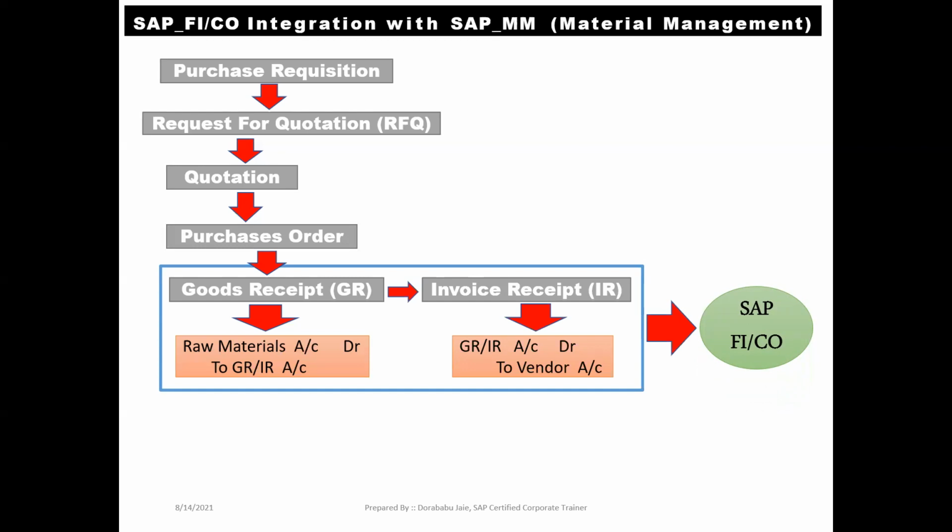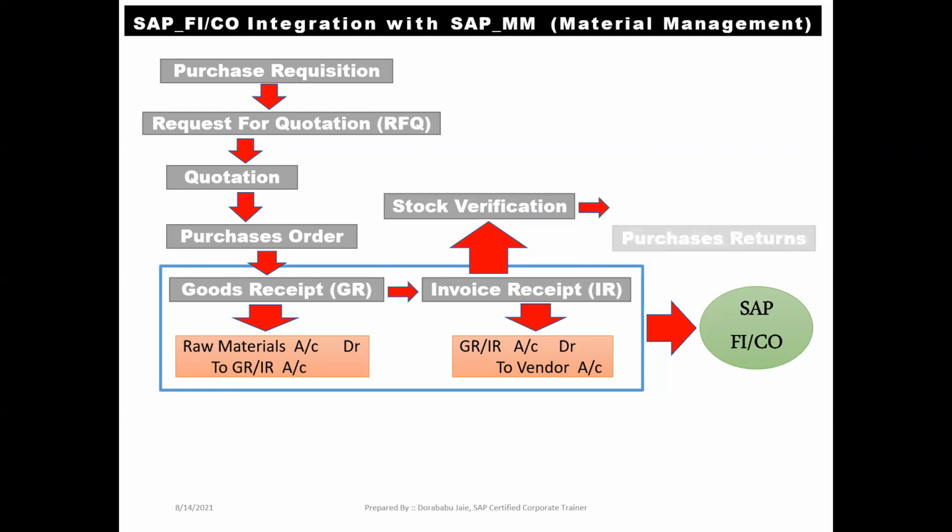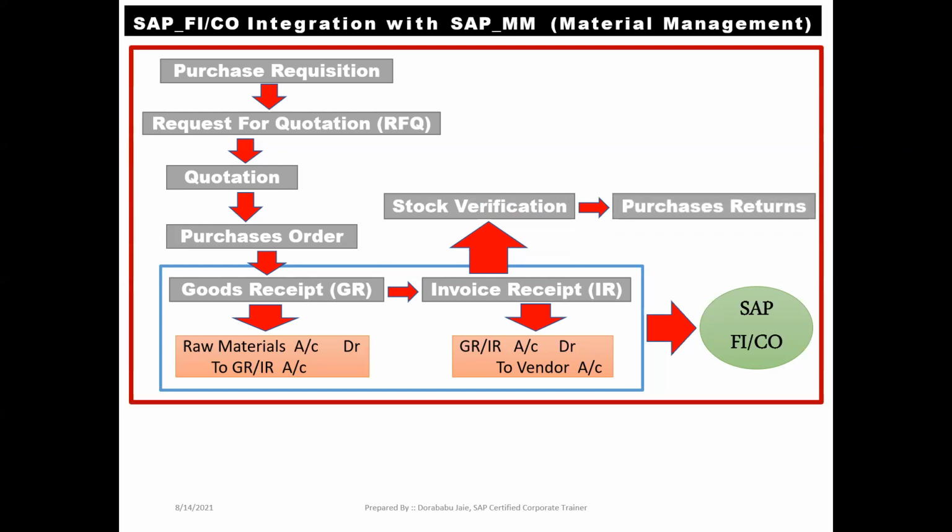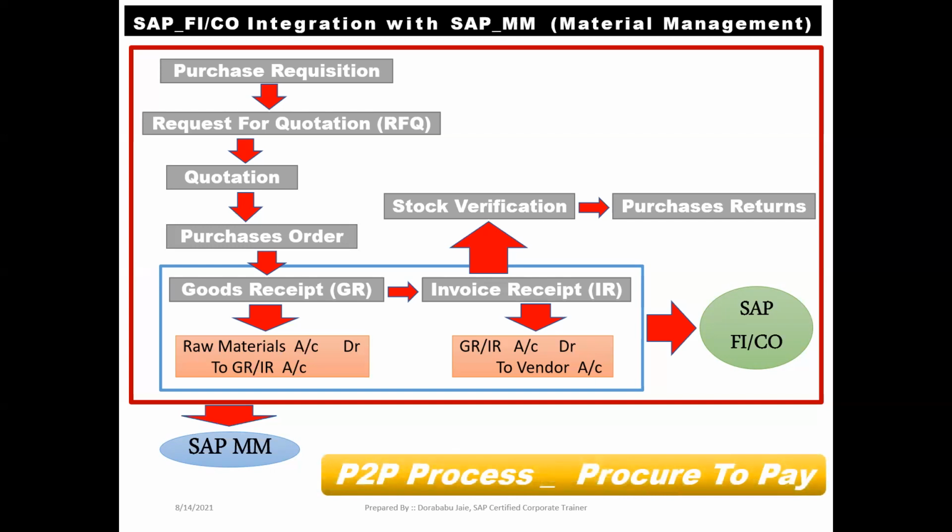Once we have received the invoice receipt, in continuation, our procurement team, that is the materials management team, will go for the stock verification, whether we have received the right product or wrong product, or right raw materials or wrong raw materials. They will go for physical stock verification. In case they find any damaged product or any wrong product, they will go for purchase returns. The total process is controlled by the SAP MM team, that is the materials management team. This process we can call a P2P process or P2P cycle.